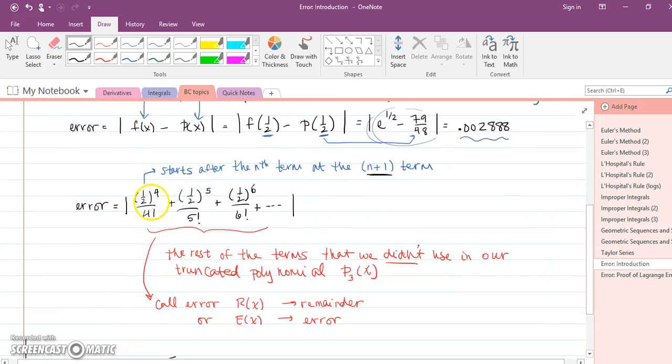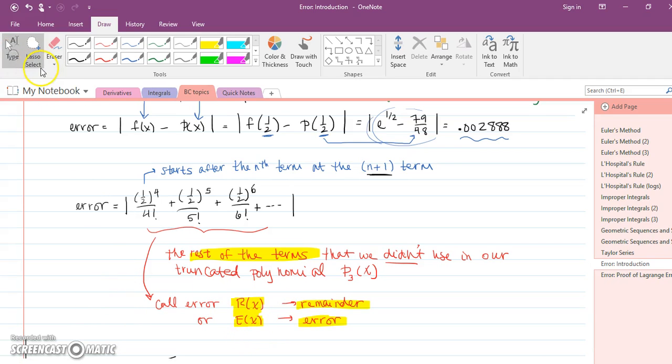So since p sub 3 stopped at the third degree, the error starts at the fourth degree or the fourth derivative, going onwards. So the rest of the terms here that we didn't use, that's the error. There's different ways of calling error depending on what book or video you watch. You can call it r of x for remainder or the remaining terms. You can call it e of x for error. If you did statistics, you don't want to mess this up with expected value, so that's why some people use r instead. But you're going to see both.